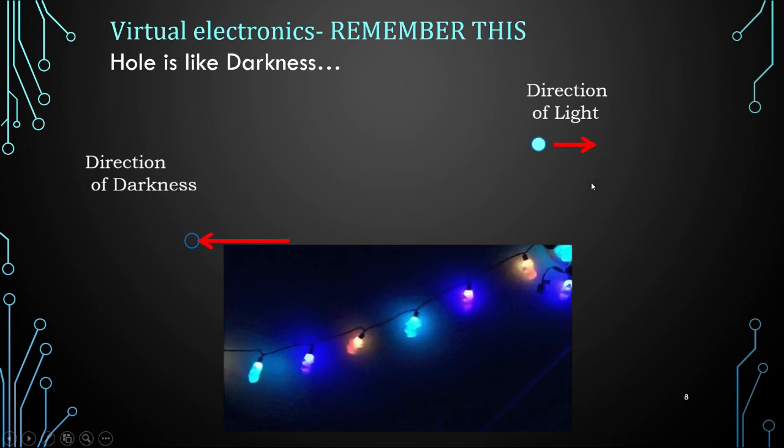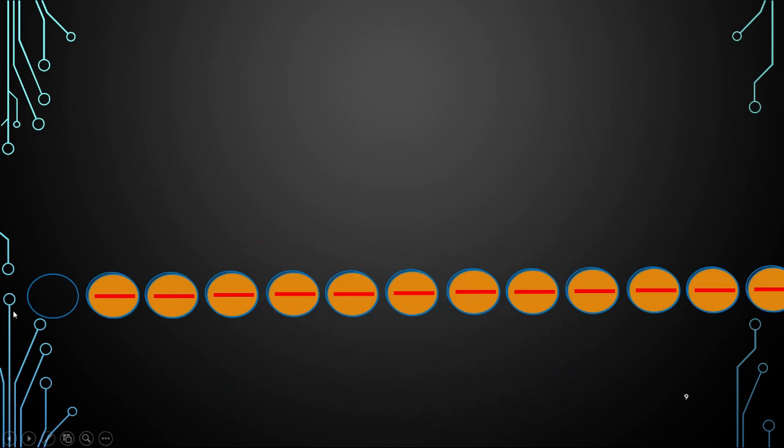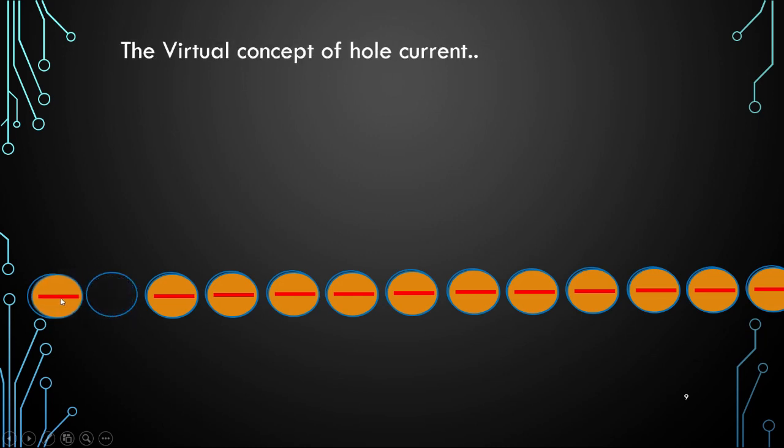So someone can say that when light is going towards right, darkness is moving towards left. The same thing is applicable to electrons and holes. If there is a hole, where an electron is not there, it becomes positive. It requires an electron, so it will try to attract another electron from a nearby atom. The electron next to it will jump to that hole, and in place of that electron another hole is created. Then it will attract the next electron.